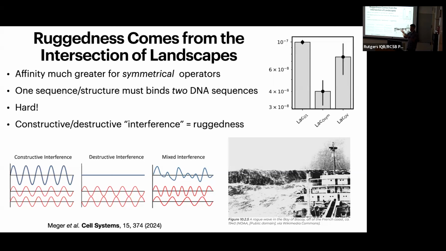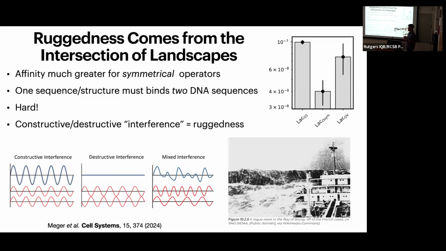sequence. You've got another landscape for the other half of the operator sequence. And so interpolating these two landscapes leads to a more rugged landscape, because you get situations of constructive interference, which would be like positive sign epistasis, or negative interference, which would be like negative sign epistasis.